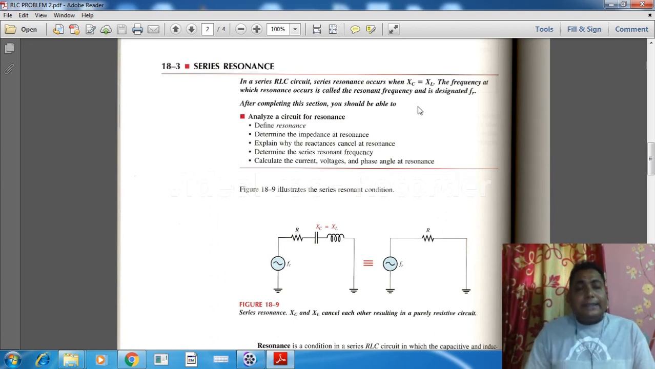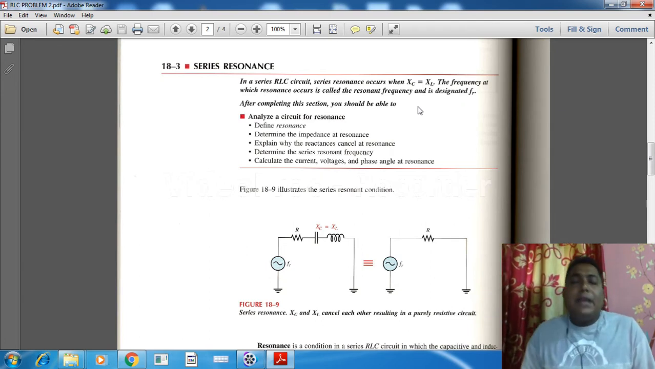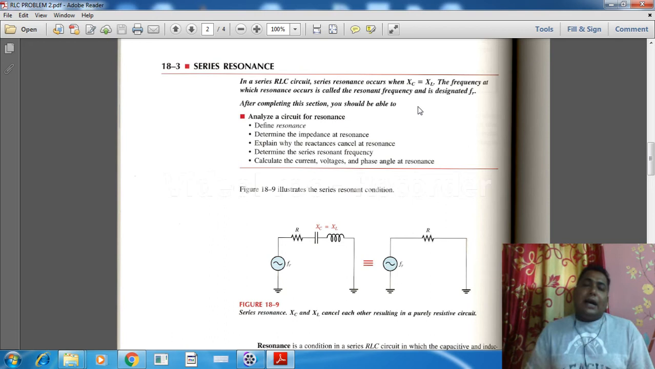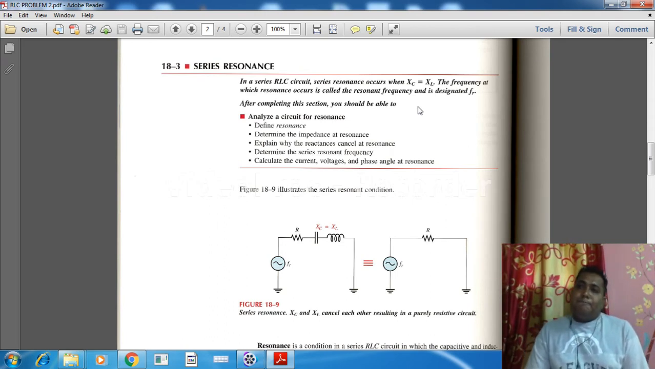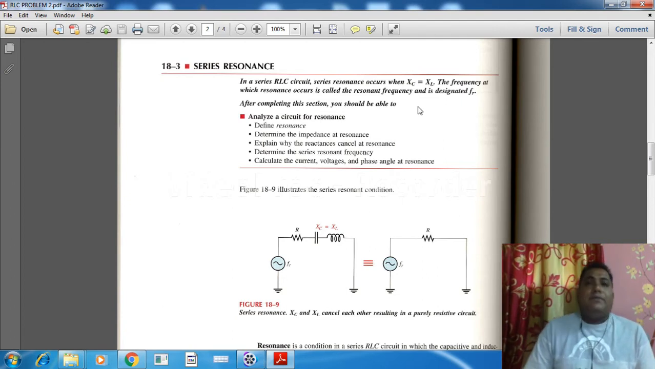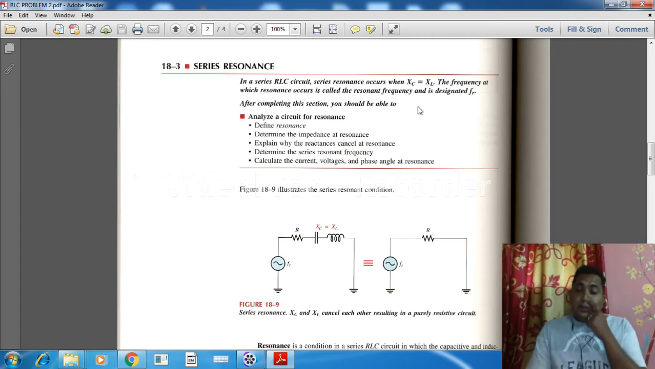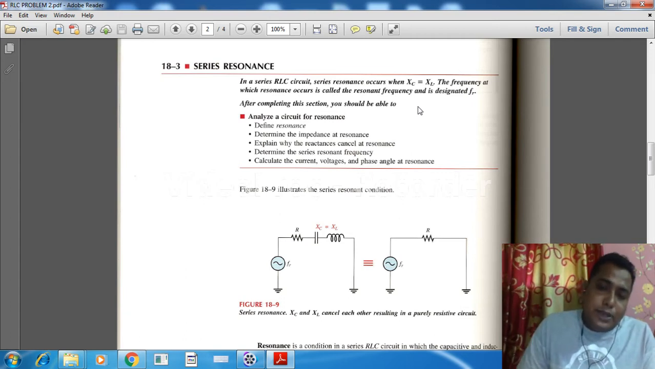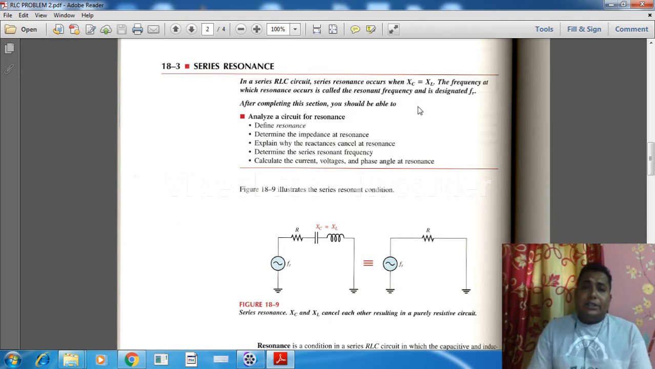In between this R, L and C, we have two reactance components. From the value of L we can find out XL, that is the inductive reactance. From the value of C we can find out the capacitive reactance, that is XC, so that we can find out the impedance of any RLC circuit. Okay, so that thing we have to do. So now, why does resonance occur in RLC series circuit?